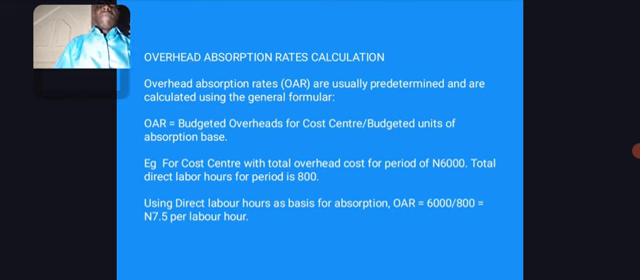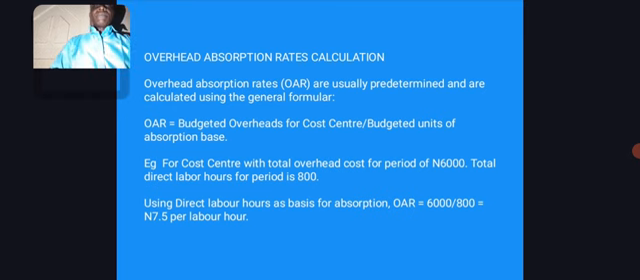Now, for the purpose of this calculation, we'll call the overhead absorption rates OAR. The general formula for computing this OAR is budgeted overhead for the cost center divided by budgeted units of the absorption base. If we compute this, the answer you get becomes the absorption rate. What do we mean by this?